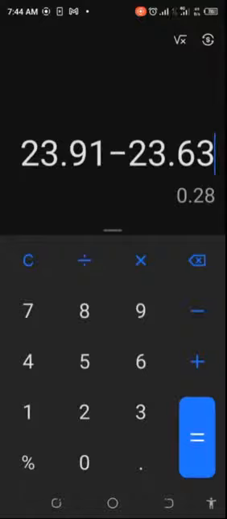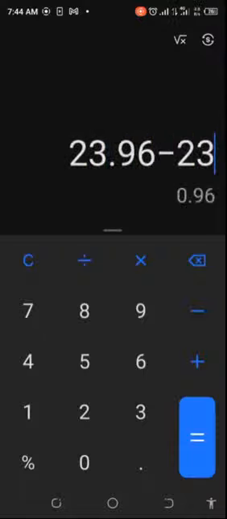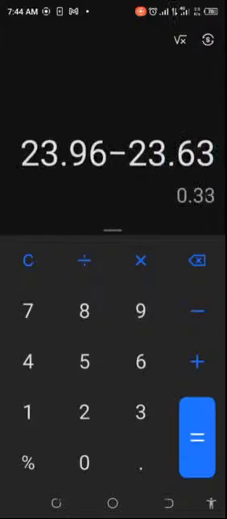We started out this trade with 23.63. And now what do we have? We've got 23.96 minus 23.63. So you can see that we actually made profit in the process of this trade. We made 33 cents. Now, what is 33 cents? That's obviously over 1%.